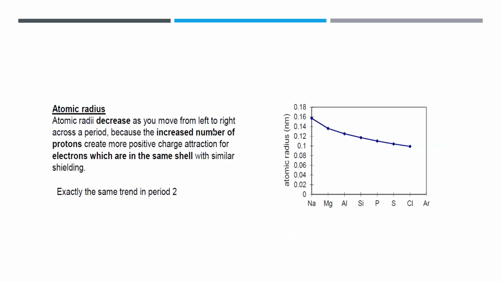Then atomic radius, or size of the atom. So atomic radius decreases as we move from left to right, meaning across the period it decreases. Why does the atomic radius decrease across the period? Because there are more protons, or greater nuclear charge, or positive charge, and the same shielding effect. For example, sodium has 11 protons, magnesium 12 protons, aluminum 13 protons.